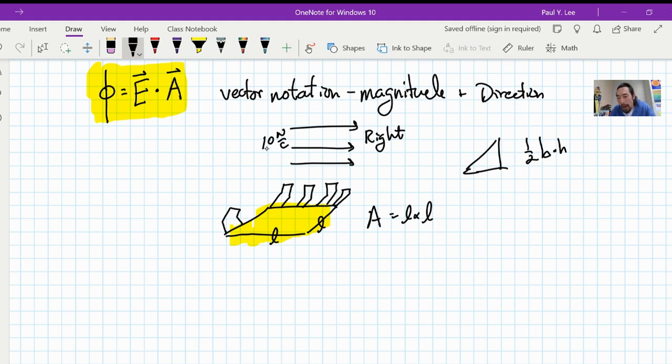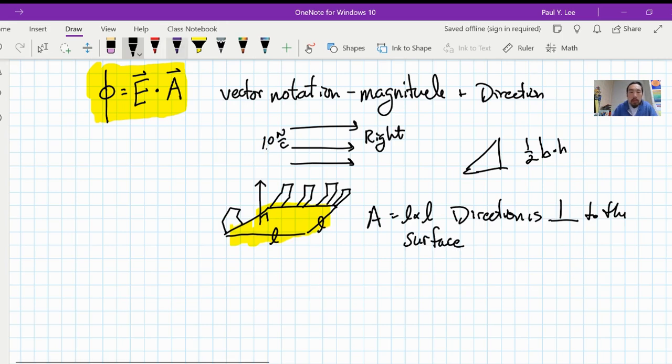And in terms of area, the direction of the area is always going to be perpendicular to the surface. So for area, direction is perpendicular to the surface. And this will come up again, so let's put a little star next to that one. Very important. All right, so now that we went over how area can have direction, we went over how E field also has a direction, let's combine those two ideas with the definition and the formula for electric flux.